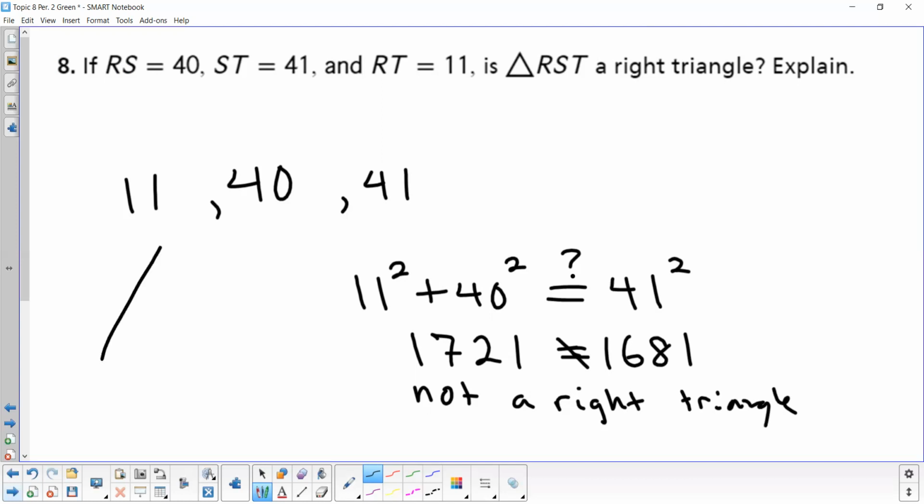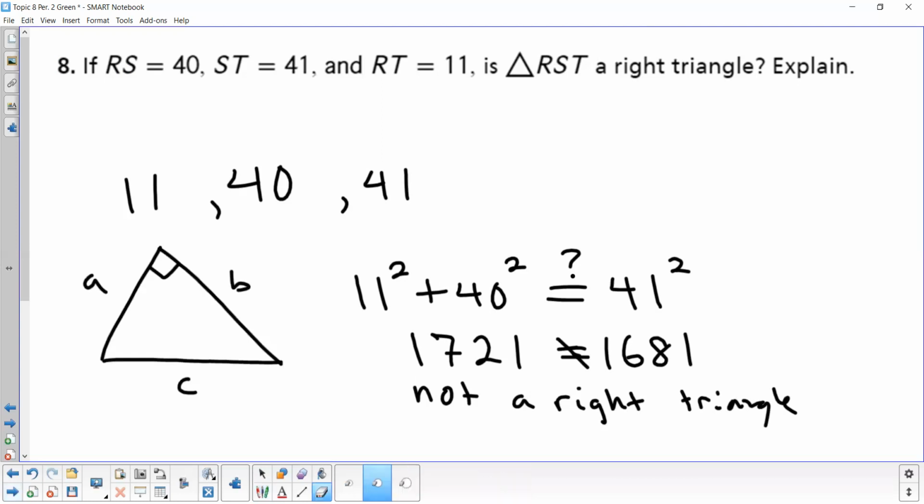Because it's the longer side. Here are the sides if it was a right triangle, and here's C, right? But my 2 legs squared turned out to be longer than C squared. So it's an acute triangle.